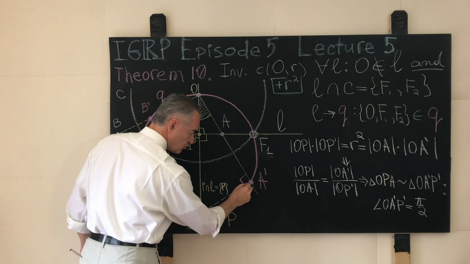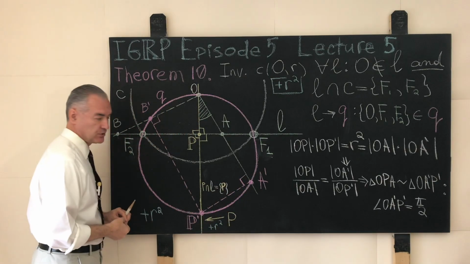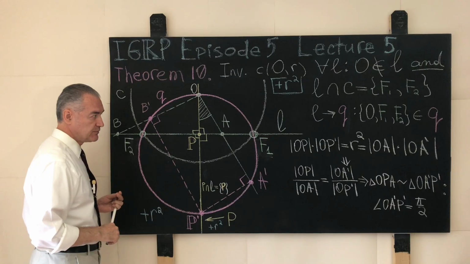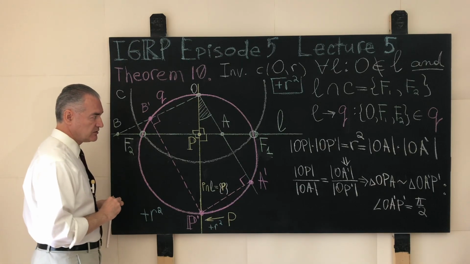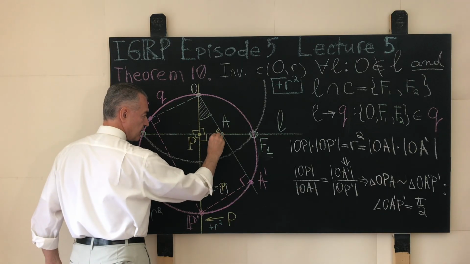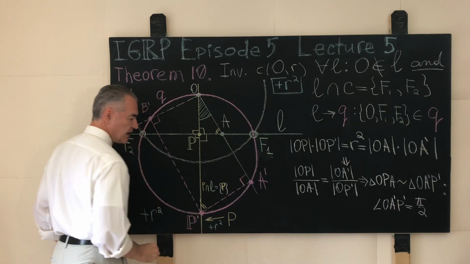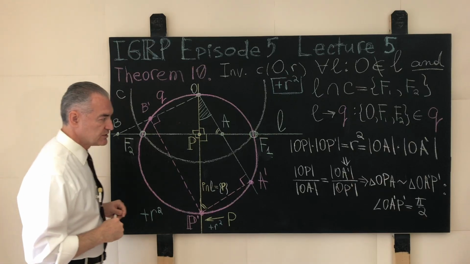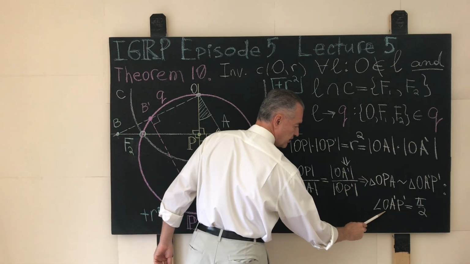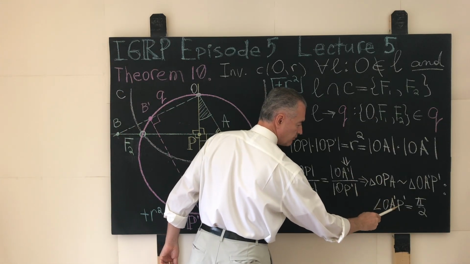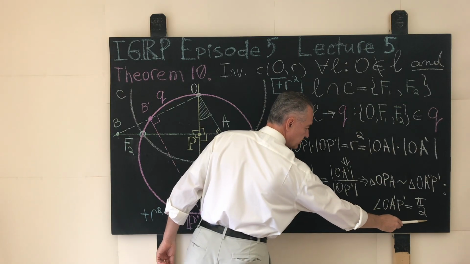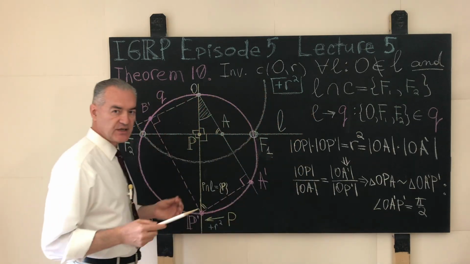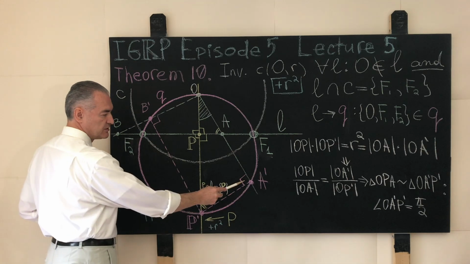Precisely, this angle shown over here must be right also. That angle must be right. And the corresponding angles, for example, this one must be equal to this one. That is not that important to us. What is important to us? The magnitude of the angle OA prime P prime is precisely pi over 2 radians, 90 degrees, or that angle over here is right.